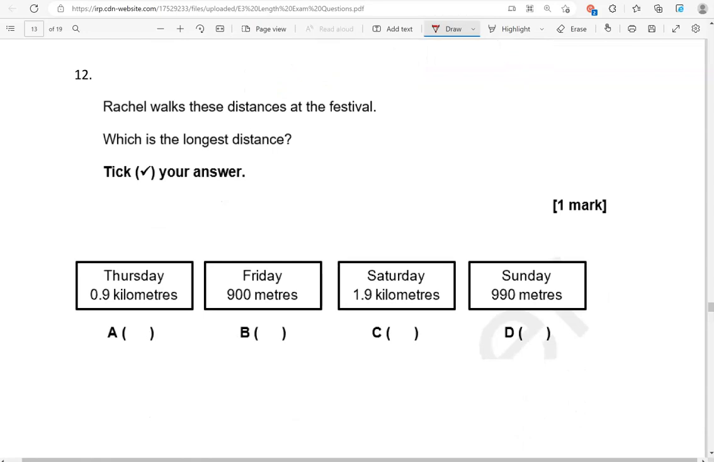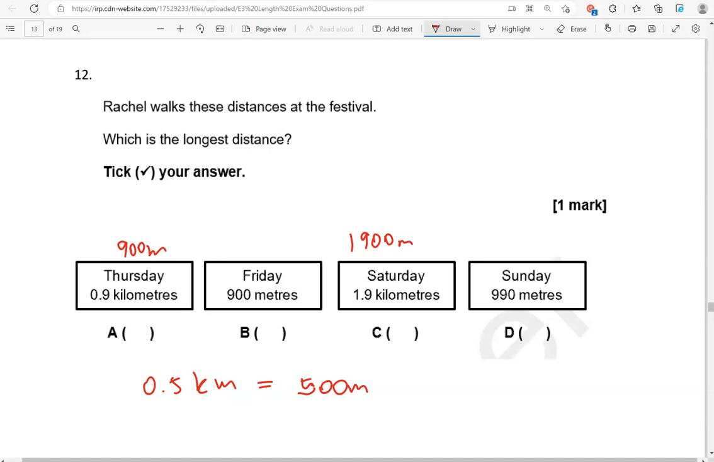Rachel walks these distances at the festival. Which is the longest distance? Tick your answer. So we've got Thursday 0.9 kilometers, Friday 900 meters, Saturday 1.9 kilometers, Sunday 990 meters. So we've got meters and kilometers. Let's convert them. So we said before 0.5 kilometers, that is equal to 500 meters. So half a kilometer. 0.9 is 900 meters. 1.9 is 1900 meters.